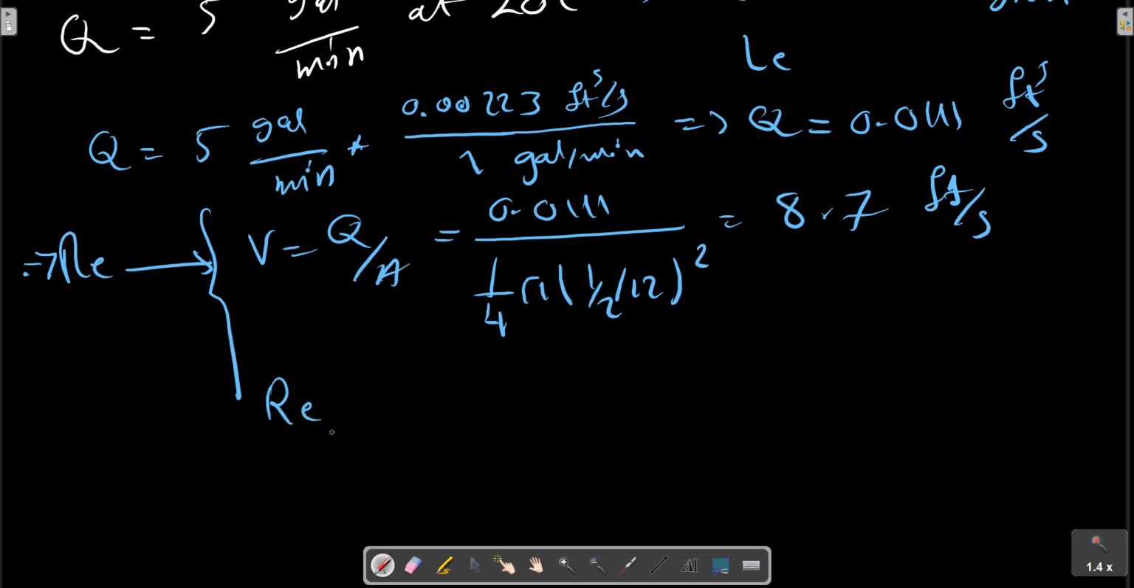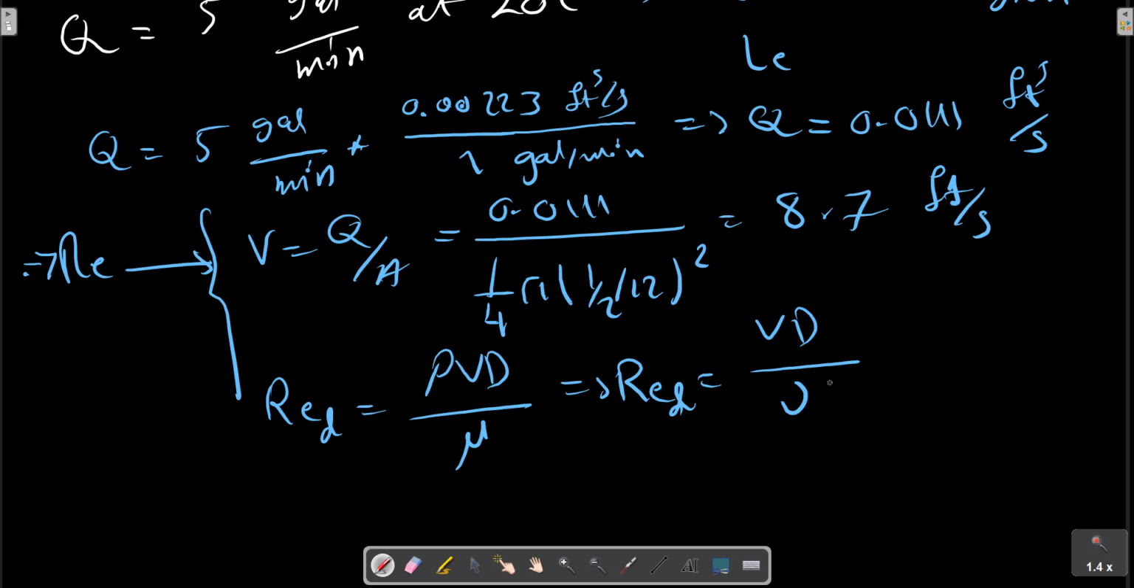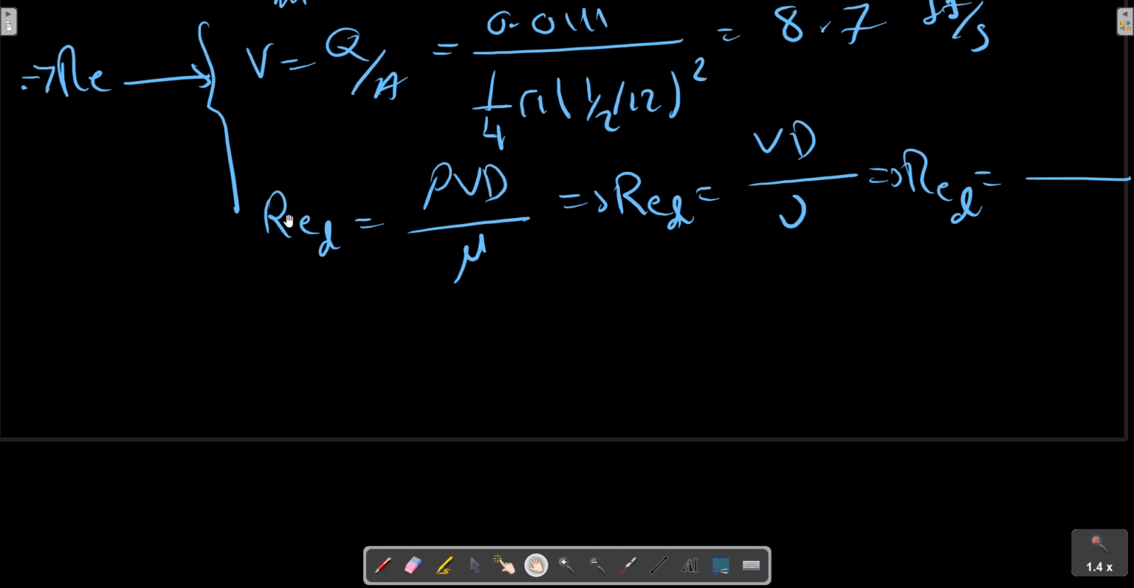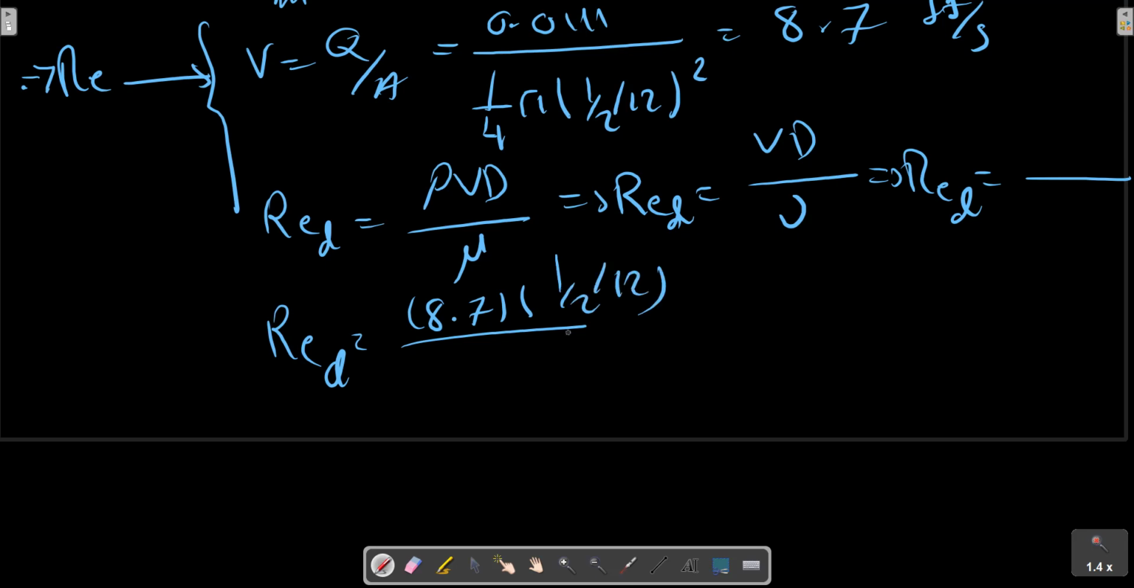So we can calculate Reynolds number Re_D equals rho V D over mu. We have rho and nu from the tables. We can read the nu and calculate Reynolds D, where V is calculated as 87 multiplied by D.